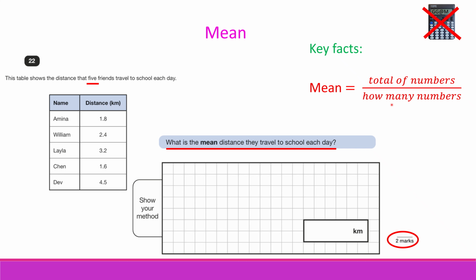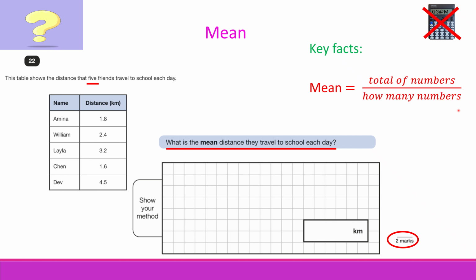And a lot of people make a mistake when they're dividing by the number of numbers. So try and work out carefully how many different numbers there are and then the total of them divided by that number. Press pause, have a go at working out the answer. Press play when you're ready to hear the answer.